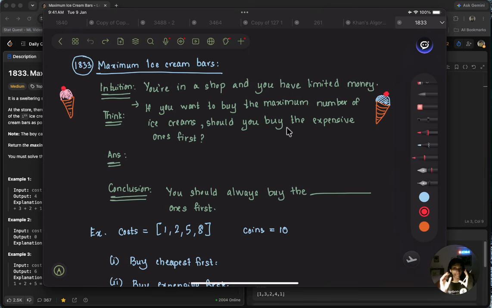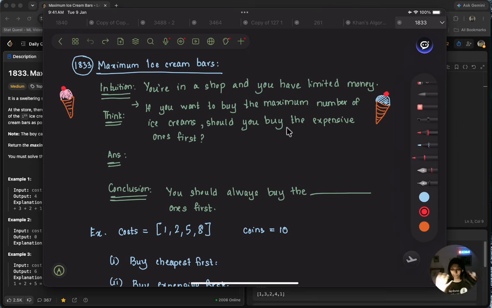Let's say you were somebody who had a lot of friends. So you go to the shop and you have 10 rupees. Would you go and buy the chocolate that was 10 rupees? Because if you bought that, you could only give it to one friend. Or would you look for something that was really cheap and get a lot of chocolate so that you could give it to all of your friends, right? That is exactly the intuition here.